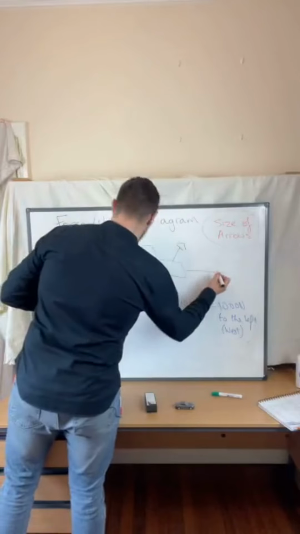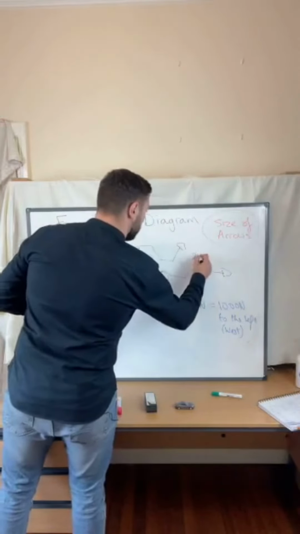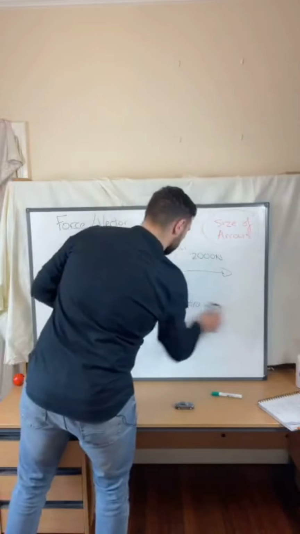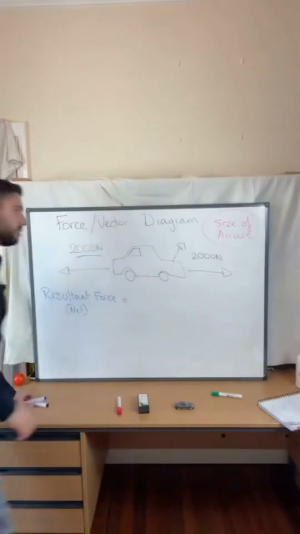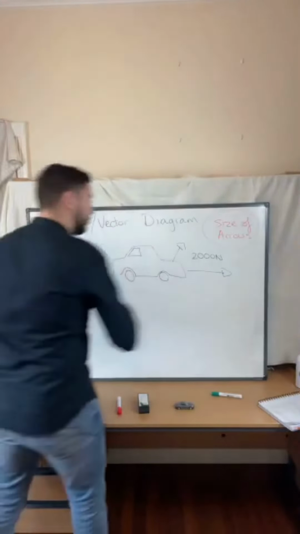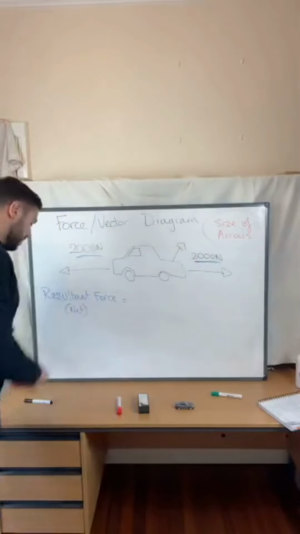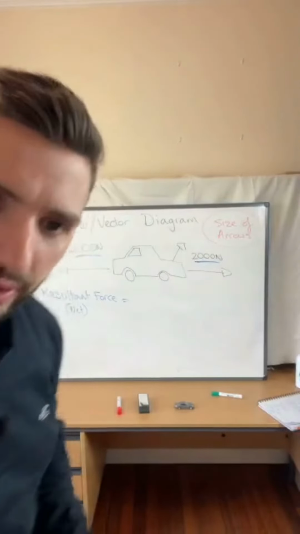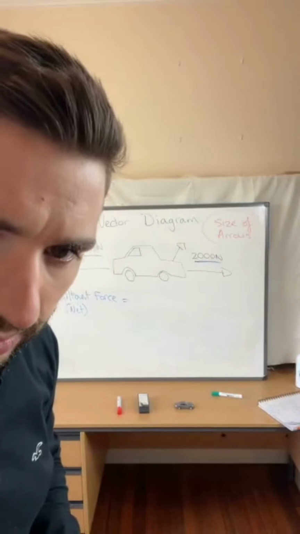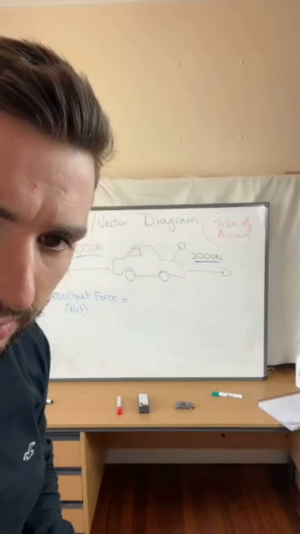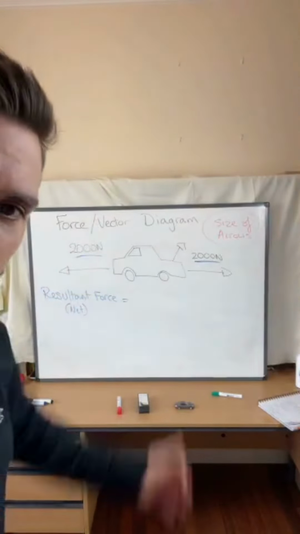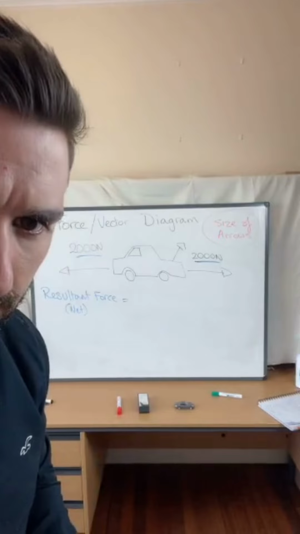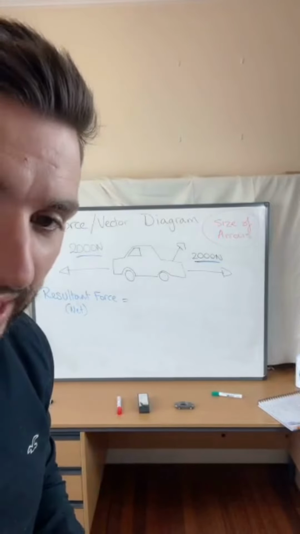But let's say we end up in a situation where we have something like this. We've got 2,000 newtons going to the left, and we have 2,000 newtons going to the right. What's our resultant force going to be, or how could we describe it? How could we describe this situation? Balanced, no acceleration. Good, I'll take that.